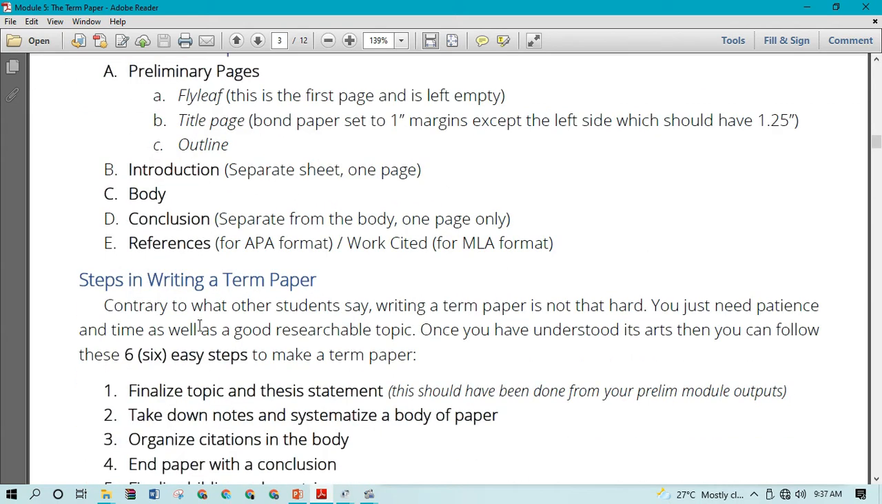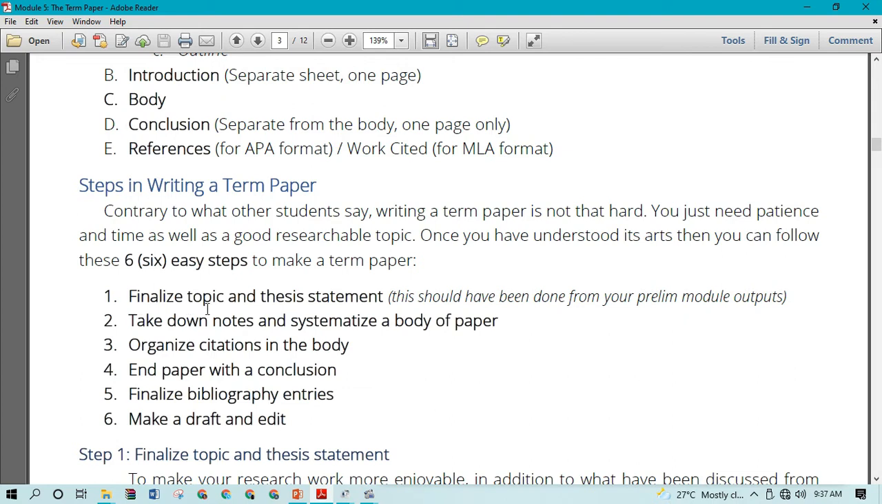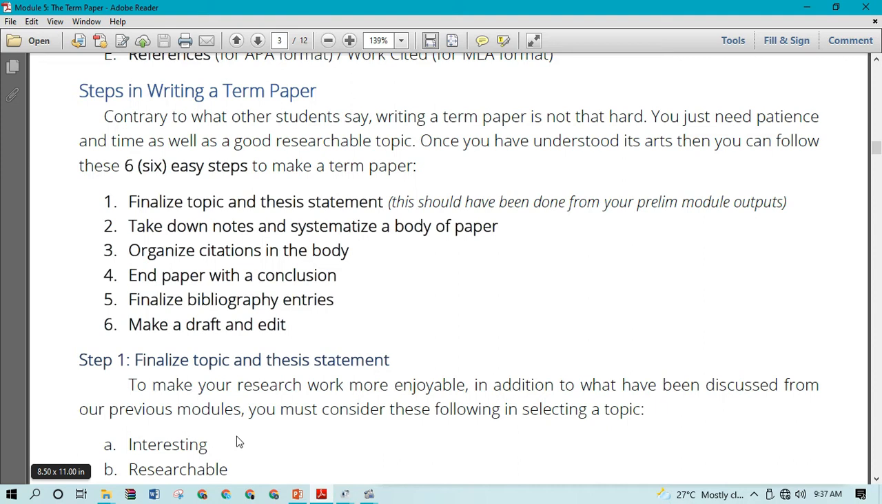Okay, here are the steps in writing a term paper. There are six easy steps. Again, there are six easy steps. Number one, finalize topic and thesis statement. Number two, take down notes and systematize a body of paper. Organize citations in the body and paper with a conclusion. Finalize bibliography entries and make a draft and edit. So let's discuss one by one each of the steps.